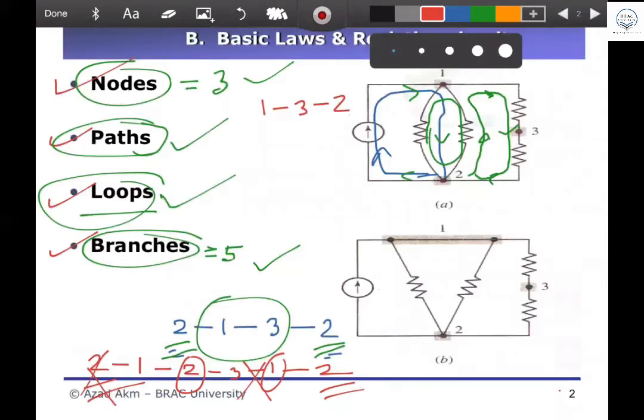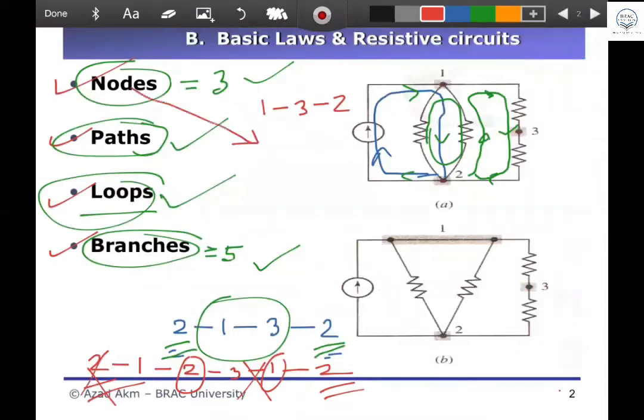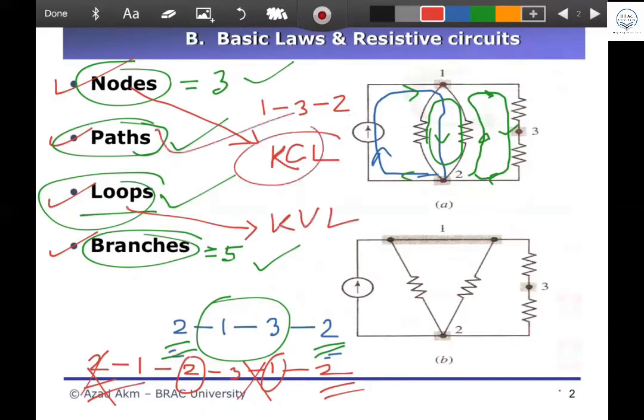This thing is a node and this thing is a loop. This node gives you the KCL and the loop gives you the KVL. We have seen nodes A, B, C, D for KCL. Now we are going to see KVL, which deals with loops, or closed paths. The closed path and loop are the same.